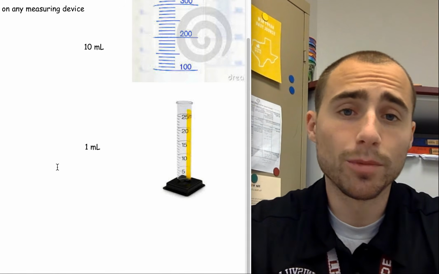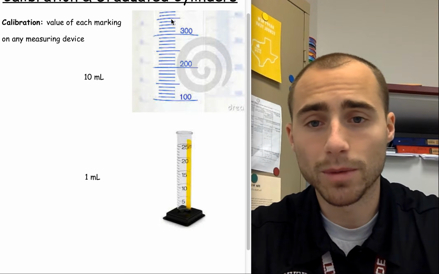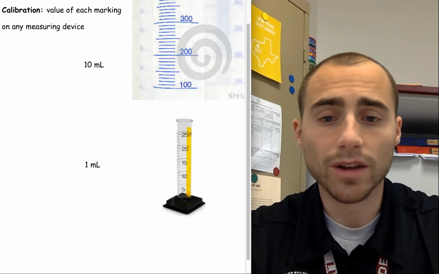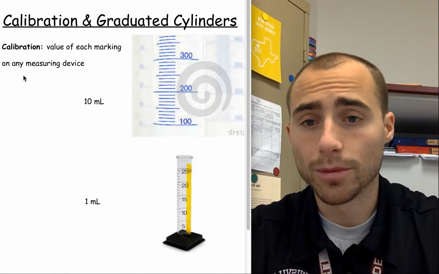So that is all calibration is, simply the value of each marking in any measuring device. So up here we had a calibration of 10 milliliters. Down here we have a calibration of 1 milliliter, just the value of each marking. So that's all we have for calibration.